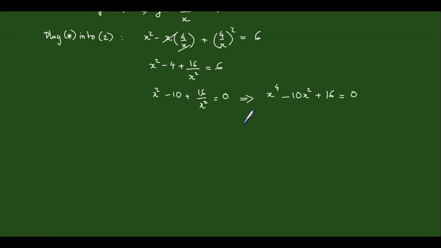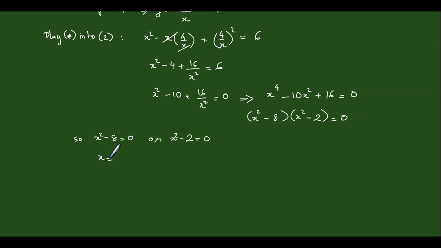So you can factor like this. This becomes x to the 4, so you have x squared and x squared, right? And 16, and you want negative 10 in the middle, so it must be negative 8 and negative 2, right? Equals 0, right? So from here you can split it up. So x squared minus 8 equals 0, right? Or x squared minus 2 equals 0.